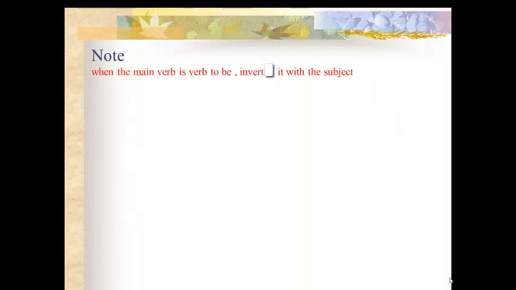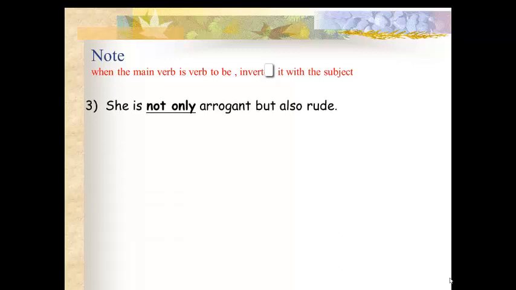Now we have another note. When the main verb is the verb to be, invert it with the subject. Example: She is not only arrogant but also rude. Here the main verb is "is," then invert the subject and the verb to be, like this: Not only is she arrogant but also rude. That's it.